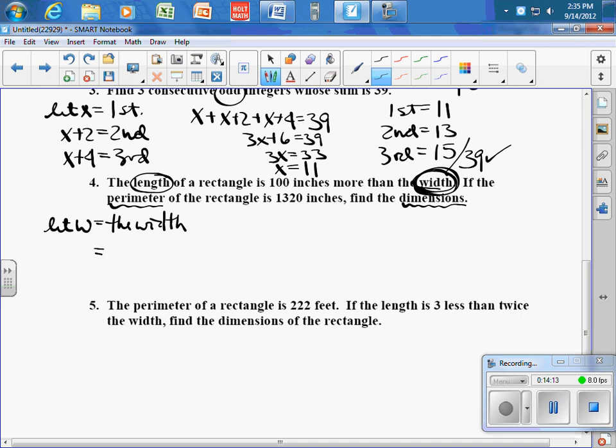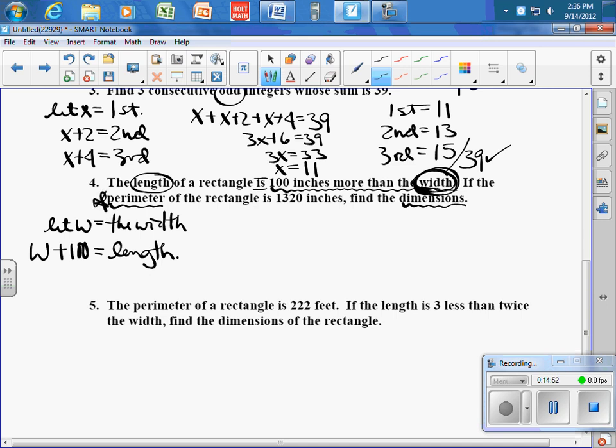Now that I have something for the width, I need a mathematical phrase that will be what we'll use for the length. Now, what does it say about the length of our rectangle? The length equals 100 inches more than the width. Well, what's our width? What are we calling it? W. What's 100 inches more than that? W plus 100. So we're going to be using W for the width and W plus 100 for the length.